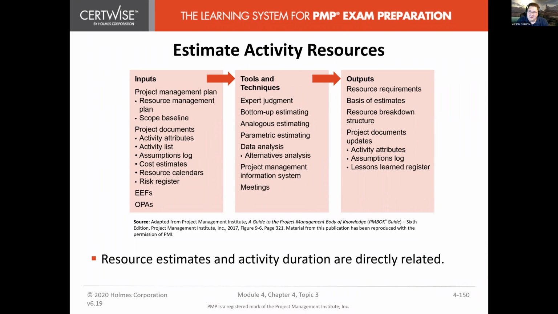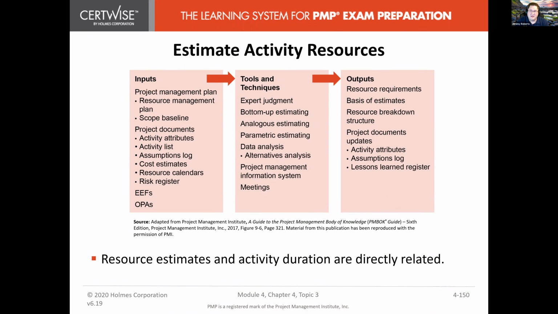So for inputs, of course, we're always doing something with a project management plan here. Resource management plan, which we've already worked on, and our scope baseline. Our project documents, so we're working on activities, so we're going to do a lot of activity ones. Activity attributes, activity list, assumption log, cost estimates, resource calendars, and our risk register. Our EEFs and OPAs.